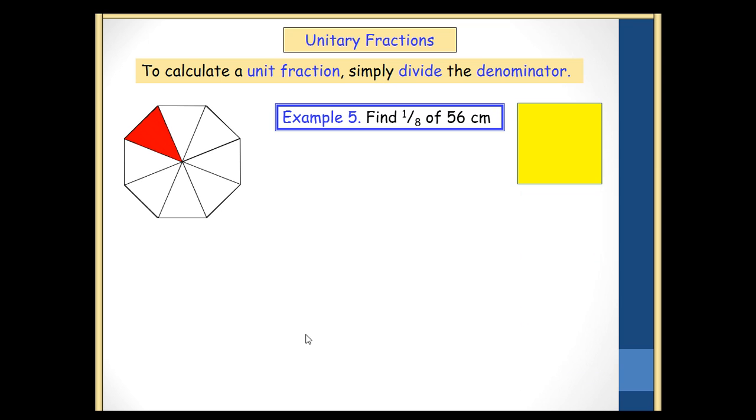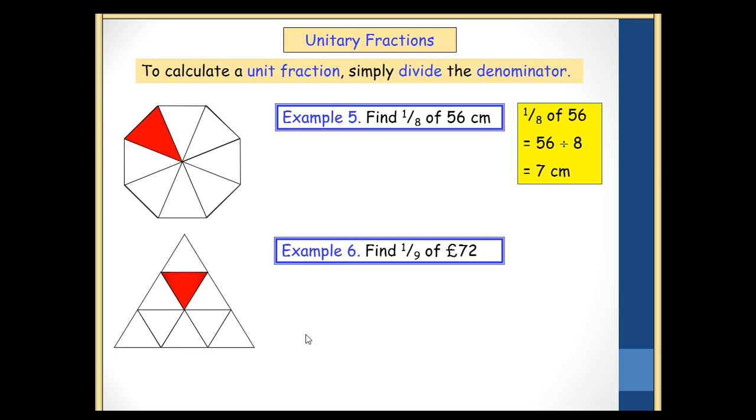An 8th of 56, 8 into 56 goes 7. Because it's centimetres, I put centimetres. And lastly, a 9th of 72. How many 9s are in 72? 8. And it's pounds, so I put pounds.